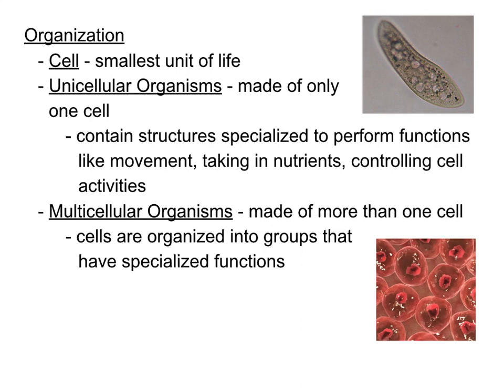So the cells still have parts that perform certain functions, but they're grouped into collections of cells that have specialized functions. Like the red blood cells all have the same function, which is to carry oxygen. The skin cells all have the same function, which is to help protect the body. The muscle cells all have the same function. So multicellular organisms have more than one cell, and those cells work together to do a job.